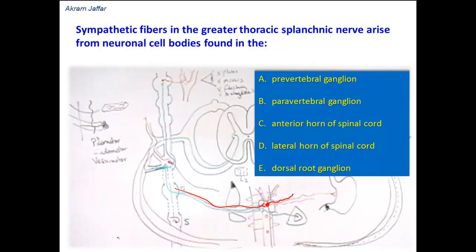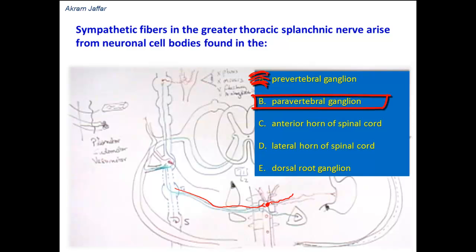Greater thoracic splanchnic nerve arises from cell bodies found in A, prevertebral ganglion. No, they do not arise from the prevertebral ganglion. In fact, as I said, they relay in the prevertebral ganglion, like the celiac ganglion.